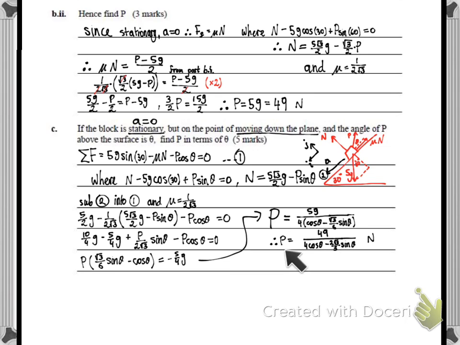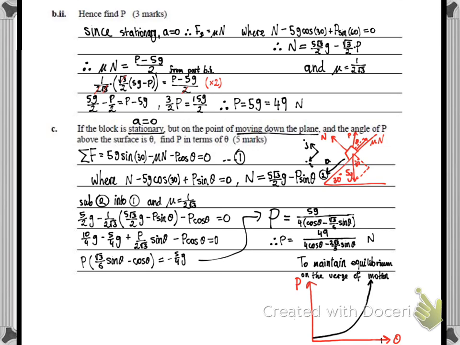So what does this mean, this expression for P? Well, this is the relationship between the size of the pulling force up the plane and the angle at which the pulling force occurs. Now, this is the pulling force that is needed to maintain equilibrium in the system, so that the pulling force is balancing out the tendency to want to accelerate down the plane.